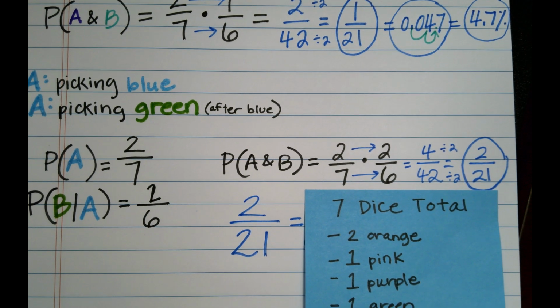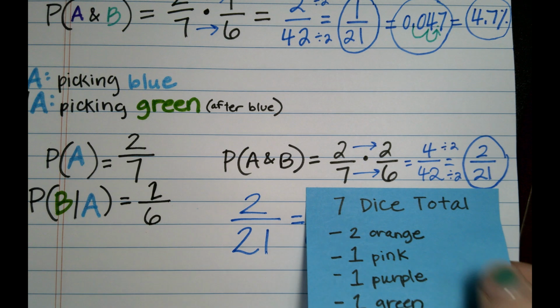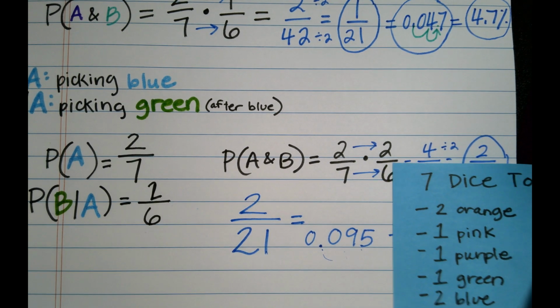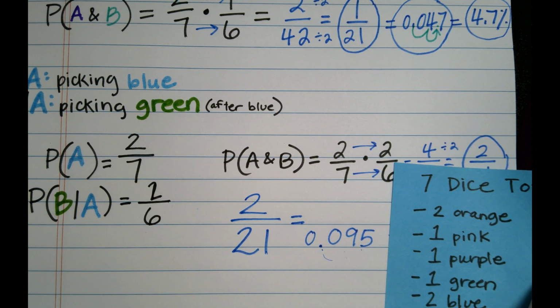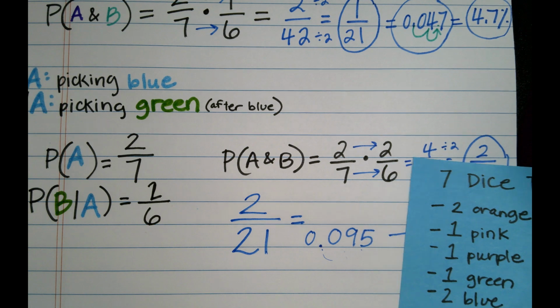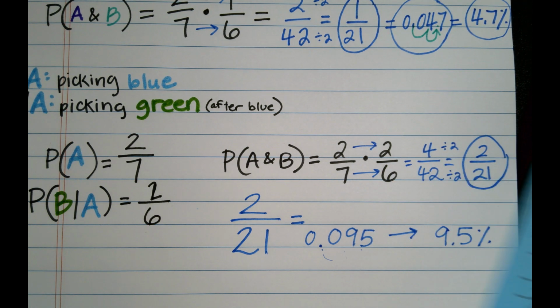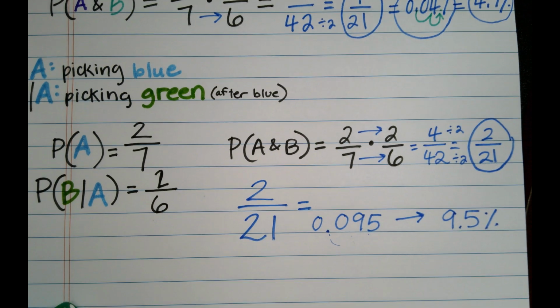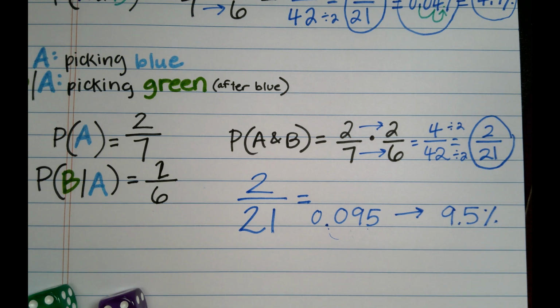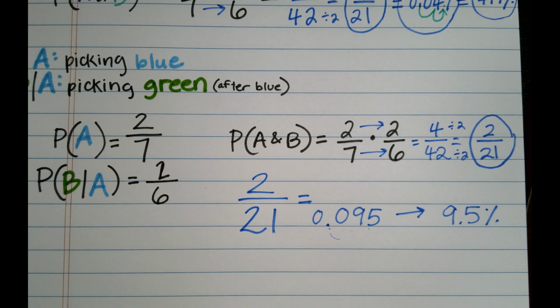What's our decimal? 0.095. What's our percentage? 9.5%. Good. Very, very good. Okay, so let me give you one more scenario.